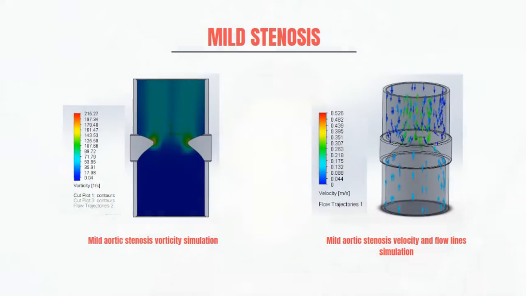For the first simulation, we have the case of mild stenosis, which has an area reduction of approximately 50%. Here we can appreciate two figures, the one on the right, which is the vorticity plot. In this plot, we can appreciate how the fluid becomes turbulent as it enters the valve, having the highest effect right at the tip, at around 180.47 1 over second, and slowly fades as the blood continues its path through the aorta to 53.65 1 over second.